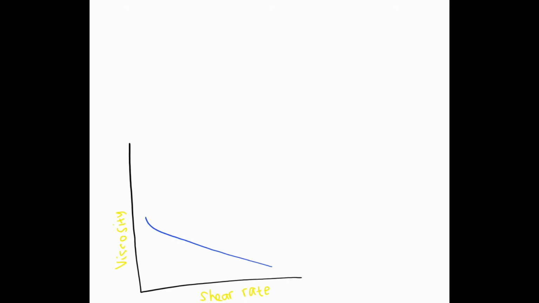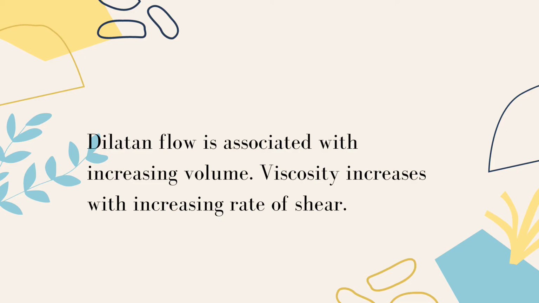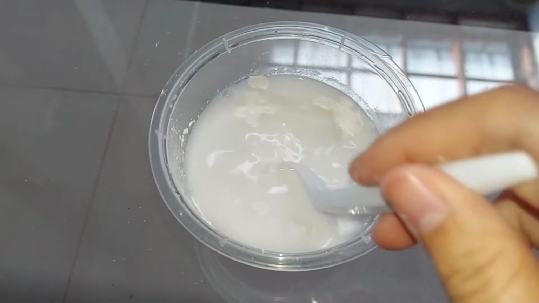Pseudoplastic flow occurs in long-chain molecules. The increase in shear stress causes irregularity of the polymer, thereby reducing resistance and subsequently increasing the shear rate at the subsequent shear stress. Dilatant flow is associated with increasing volume. Viscosity increases with increasing rate of shear.